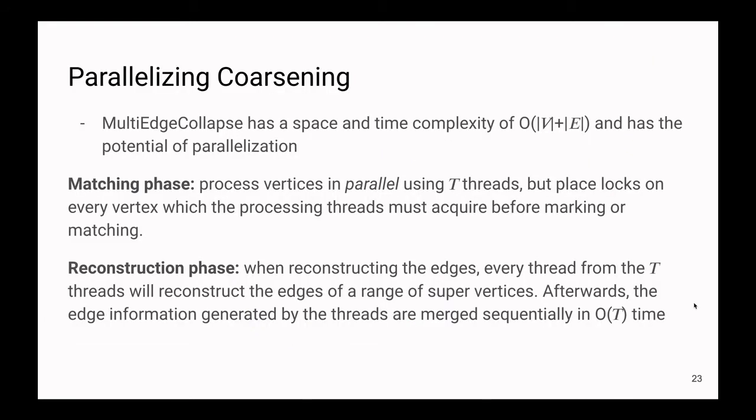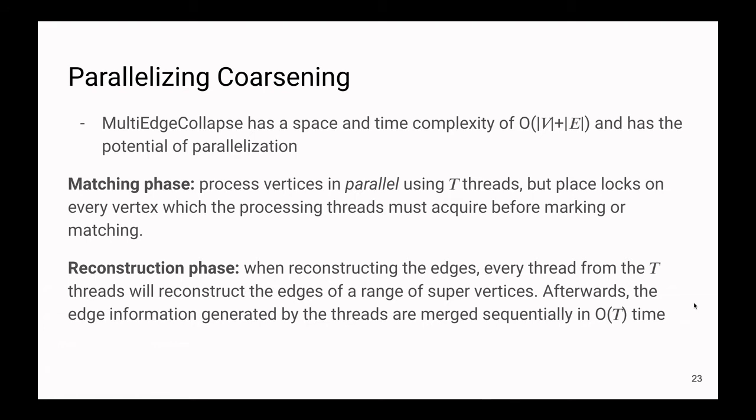Multi-edge collapse has a space and time complexity of O(V+E) and has the potential for parallelization. For parallelization, we have two different phases, where the first phase is the matching phase. For the matching phase, we process vertices in parallel using T threads, but place locks on every vertex which the processing threads must acquire before marking or matching. The locks are essential for this phase because we need to guarantee that a vertex cannot be matched by two different vertices.